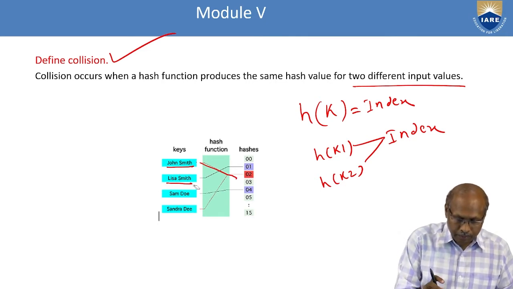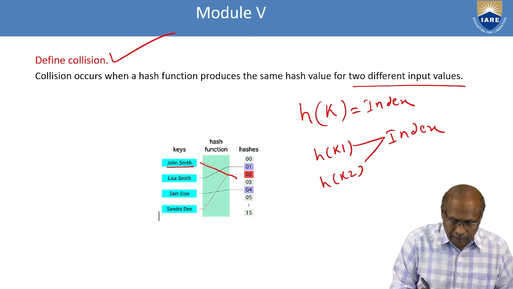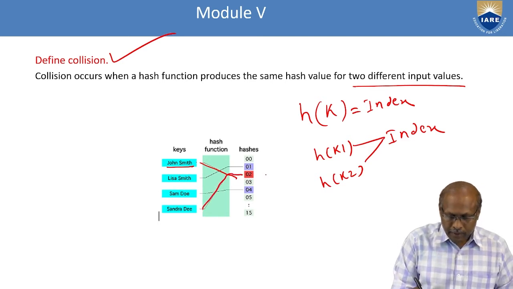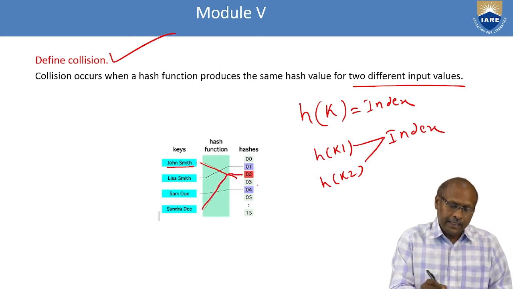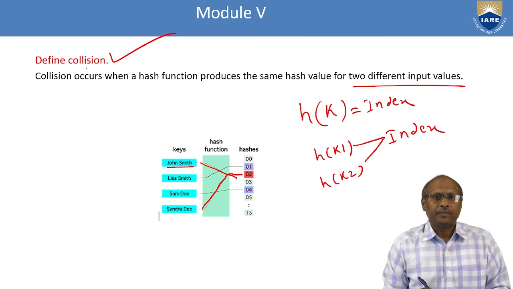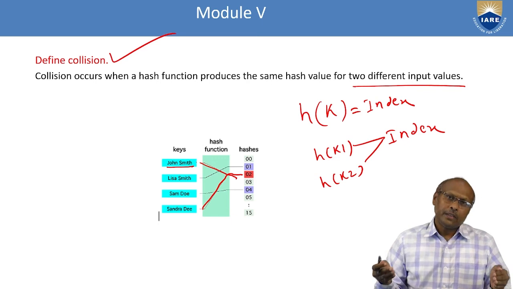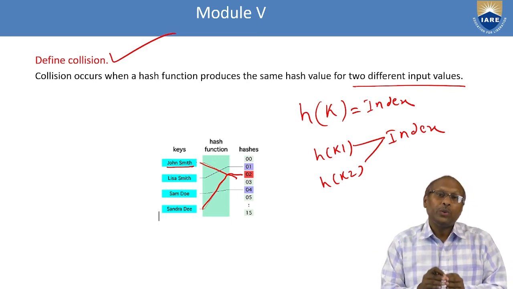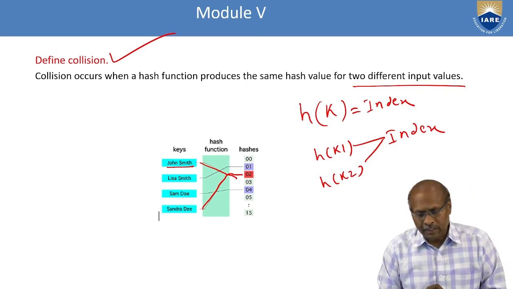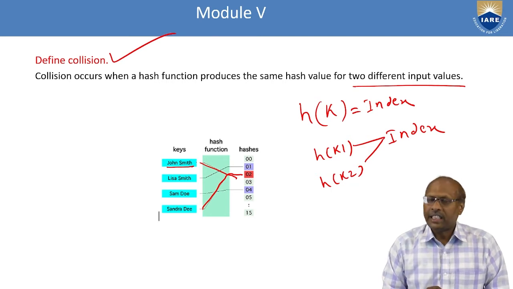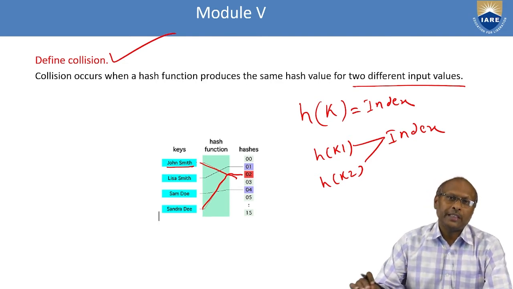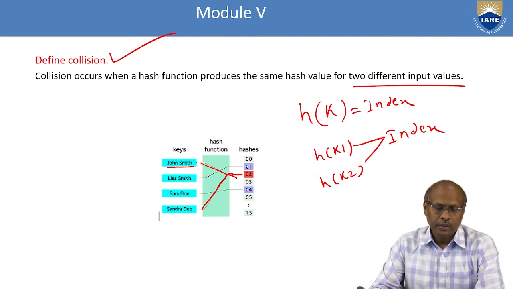For Sandra, here also I am getting the same. That means both are pointing to the same index. Then this is a situation of collision. So a collision occurs whenever two keys point to the same index with the help of your hash function. But it is not a good sign for a hash function, so try to avoid collision. Most of the time they will ask this question, even in the exam and in the interview, and you have to say it this way.